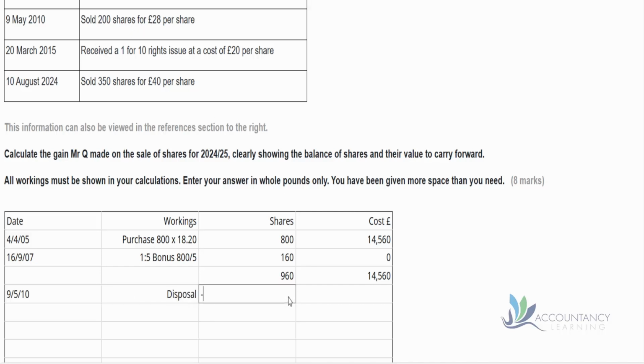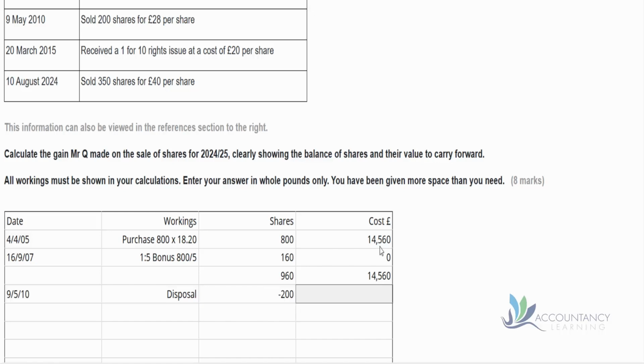So let's put in the minus 200, that's the number of shares we've sold, but we don't really care about the £28 per share, the proceeds, because remember we're not working out the gain now. So we do need to work out the cost though. So the way we're going to work out the cost, we're going to do this on a pro rata basis.